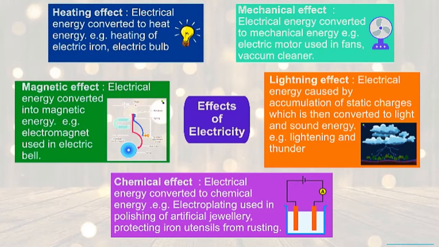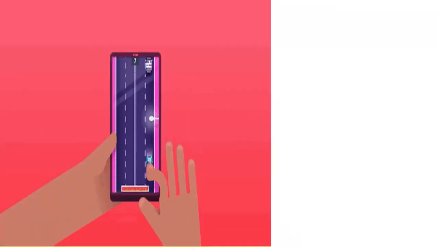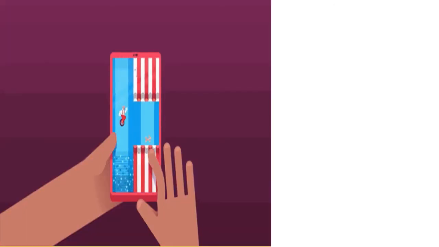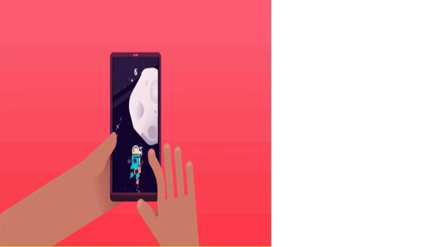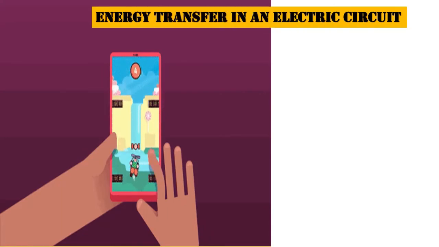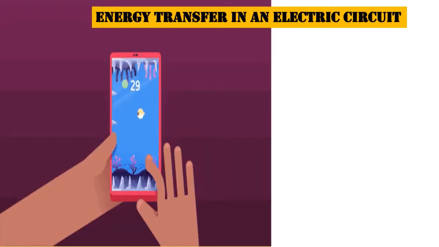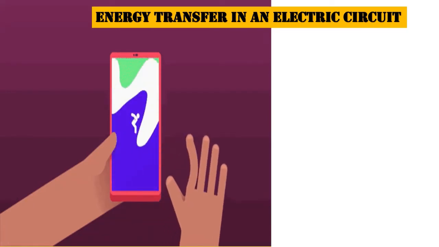Now, electrical energy gets converted into heat energy. Example, heating of electric iron, then electric bulb and many other objects that are there in your houses. So with this we come to the very interesting part, that is if you are using your mobile phone for a very long time, say if you are playing several games for a very long time, you will notice that the mobile phone tends to heat up, right? So the electrical energy that was there in your phone is now getting converted into heat energy. Yes, this energy is transferring in an electric circuit that is there inside your mobile phone.